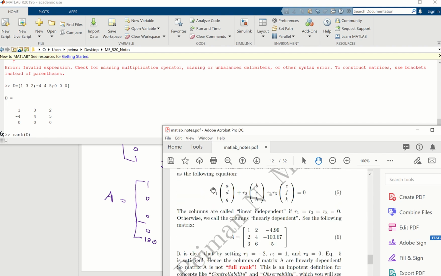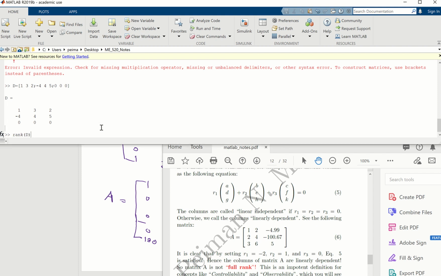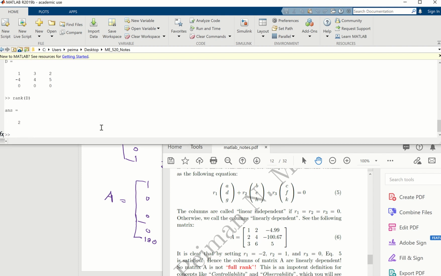It can be columns, can be rows, okay? I don't think so. It's not full rank. It's not a full rank matrix. It means that this matrix's columns or rows are linearly dependent. Because of exactly the last row, 0, 0, 0.